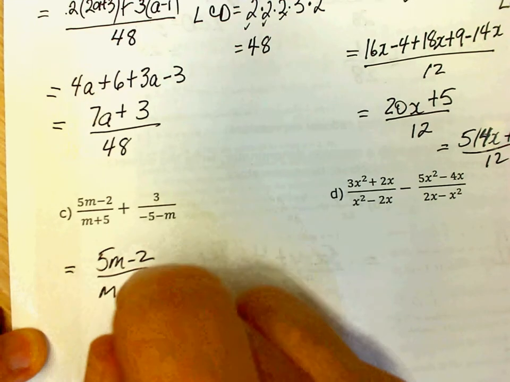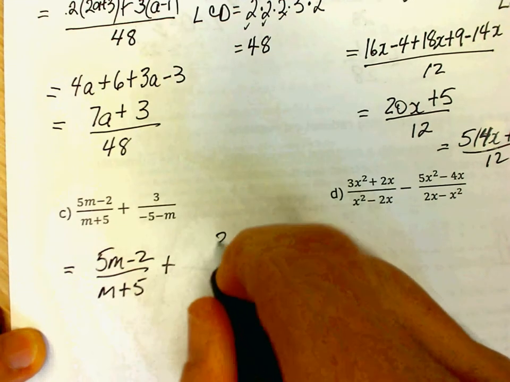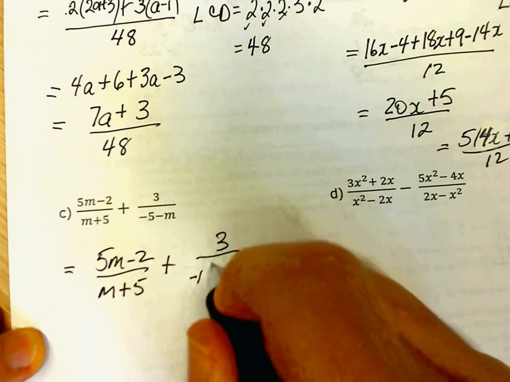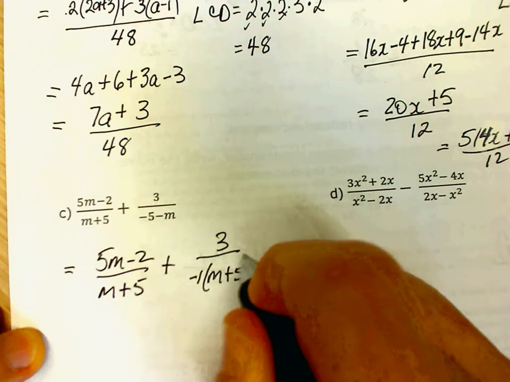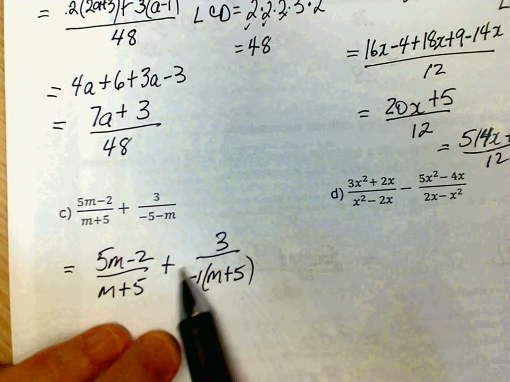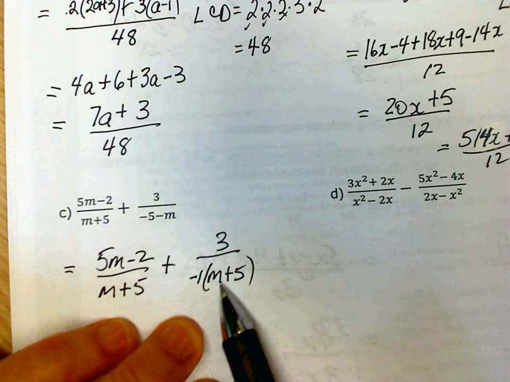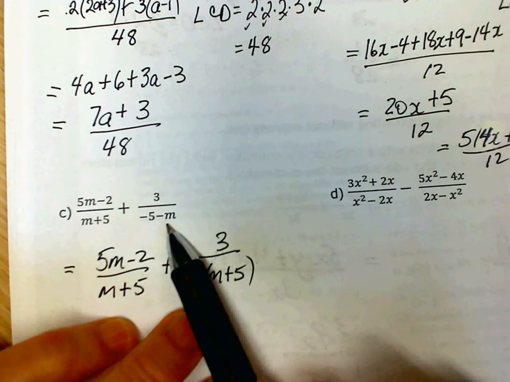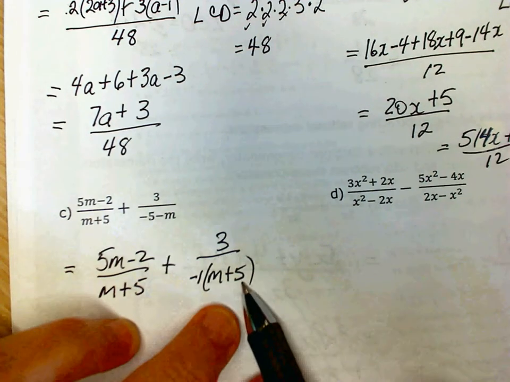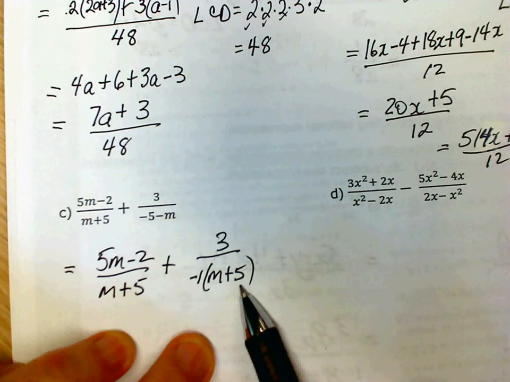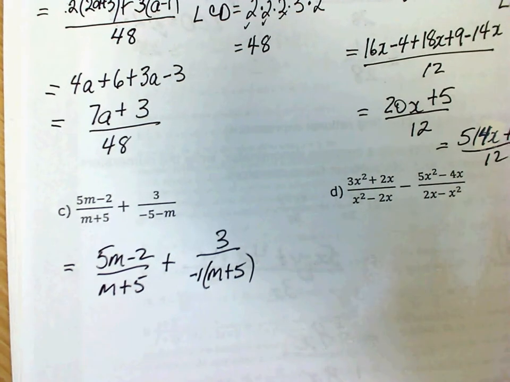Plus 3 over negative 1 times m plus 5. Can you see that this is exactly the same as this? That's negative 1 times m is negative m. Negative 1 times 5 is negative 5. So that's good, right?